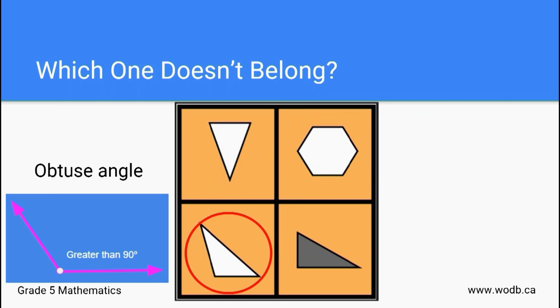Look at this figure. What's special about the angles in this triangle? In a previous lesson, you learned about obtuse angles. This triangle has an obtuse angle, which means one angle is greater than the right angle. In other words, it measures more than 90 degrees.